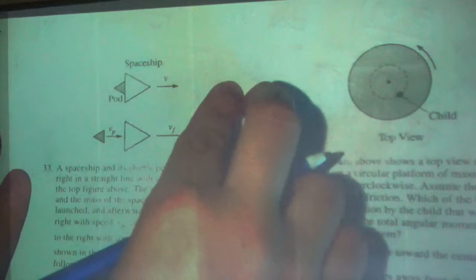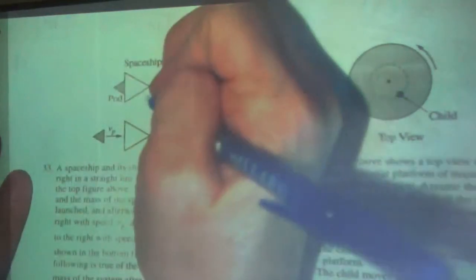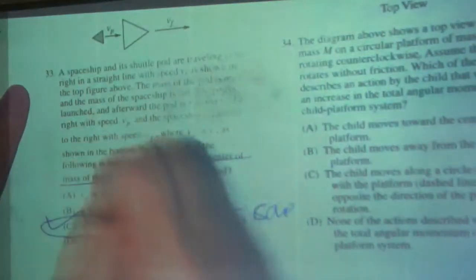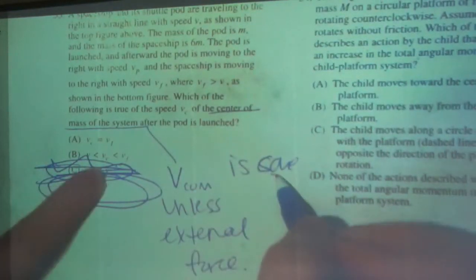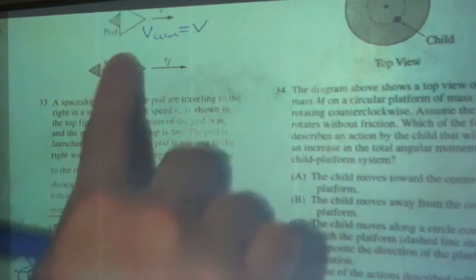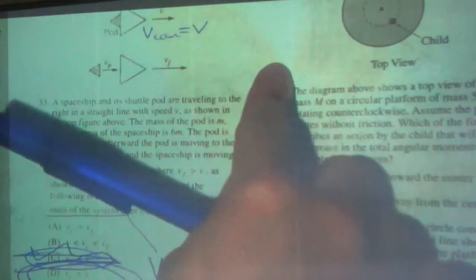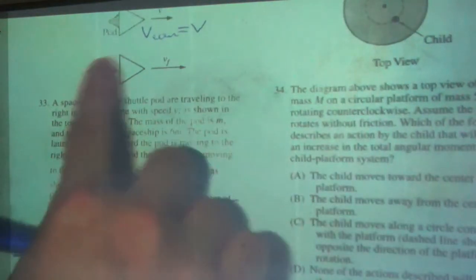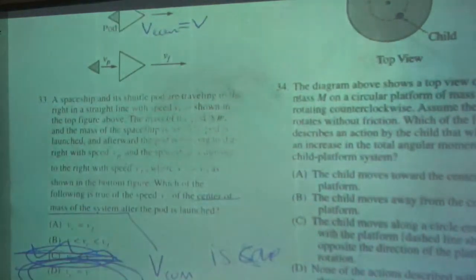Well, before, the two of them were just moving to the right at a velocity of v, so of course the center of mass was just v, so it's still just v. Oh, it said it was the same, not less than. So it is just equal to the original velocity v. This one might be going faster, this one might be going slower, and it might be significantly faster and significantly slower, but the center of mass velocity would average out to the same as original, because no external force.